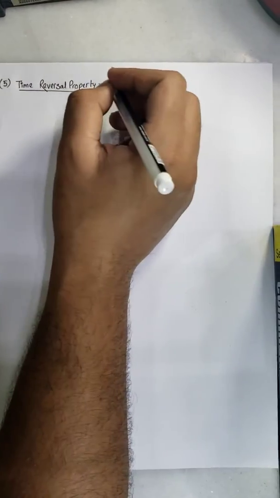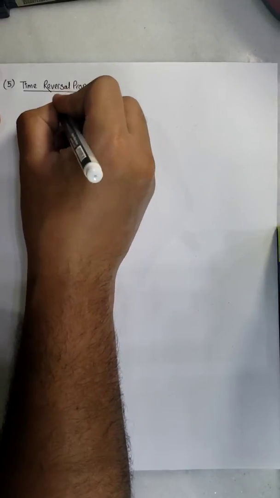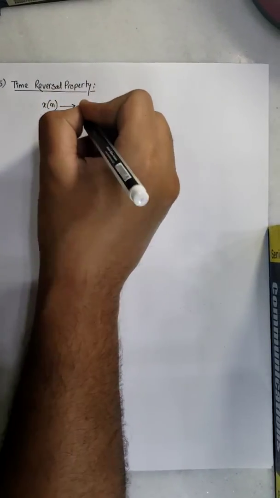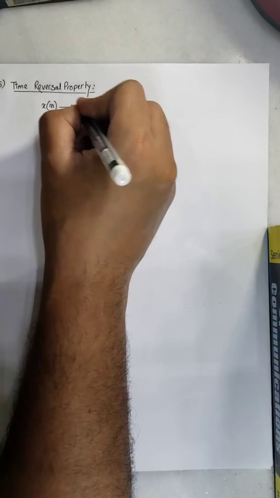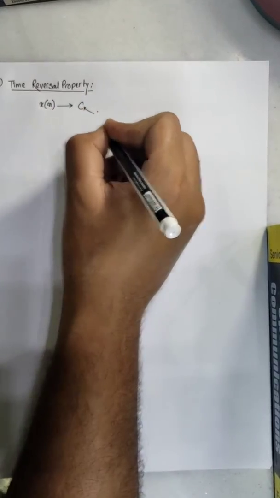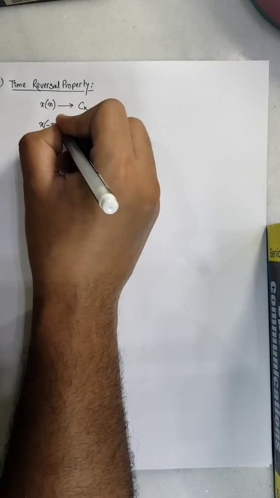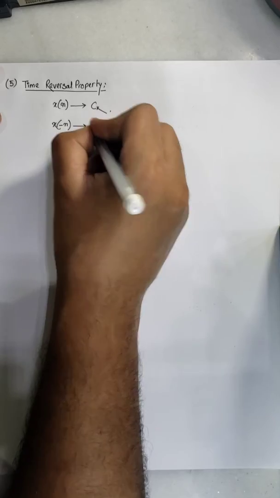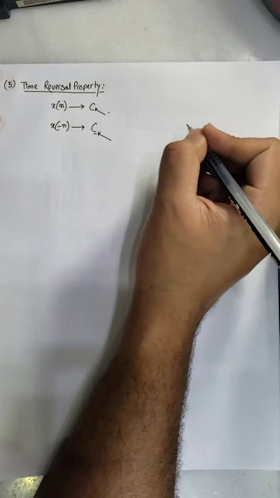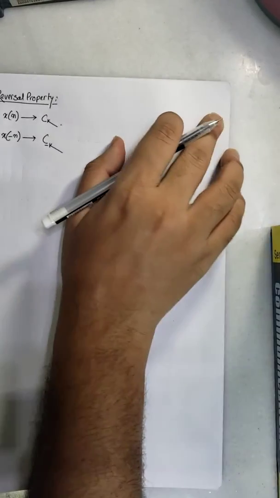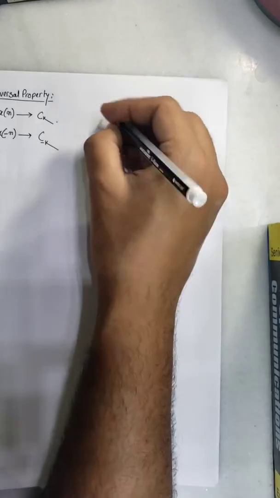Which says that if the signal x of n gives us the Fourier series coefficient of c of k, then if the signal is reversed in time and becomes x of minus n, the Fourier series coefficient will be c of minus k. Now, what is a time reversal?